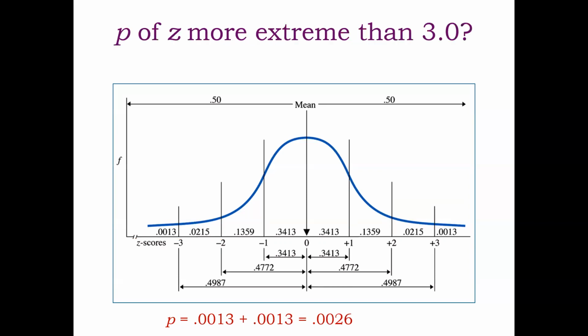Okay, what about more extreme than, right? It's just both ways. More extreme than 3 means greater than +3 and less than -3, right? Okay. So I think I'm going to pause here and then we'll do the second part in a separate video.